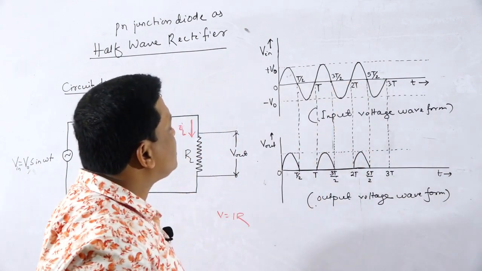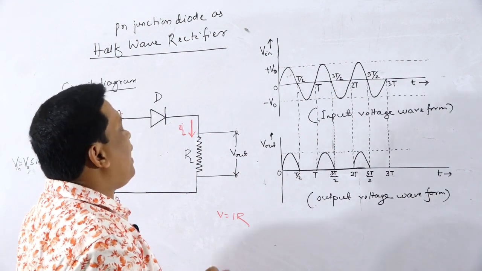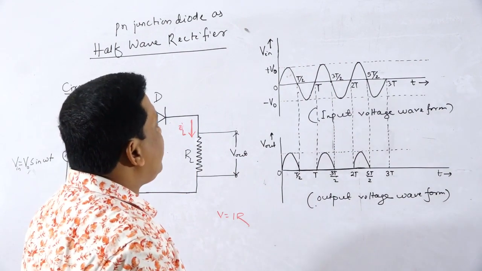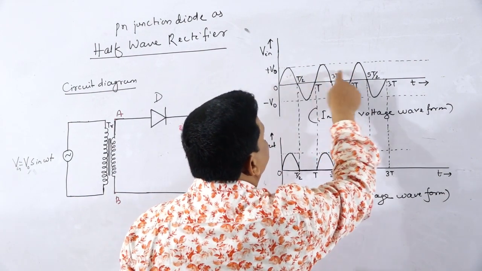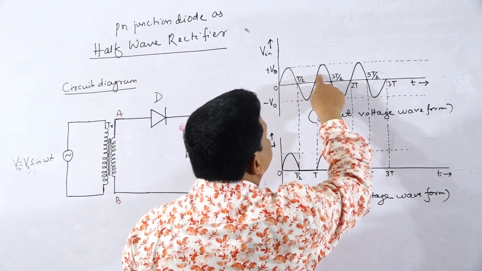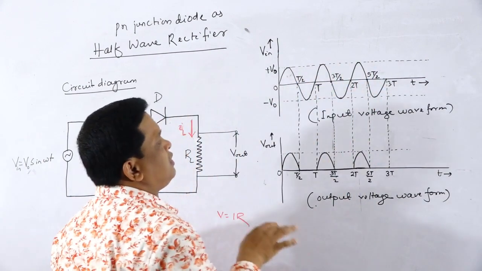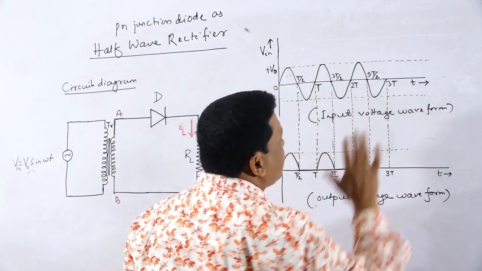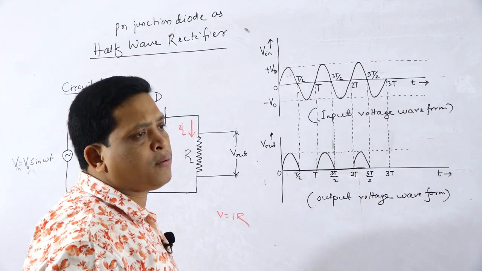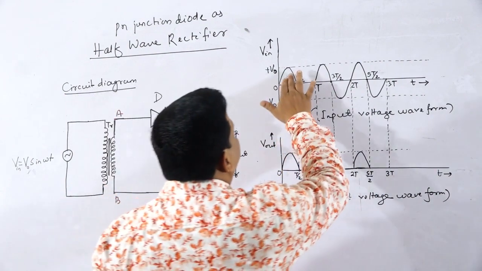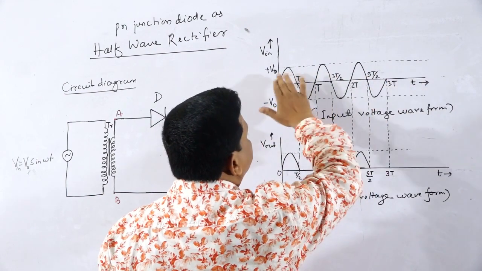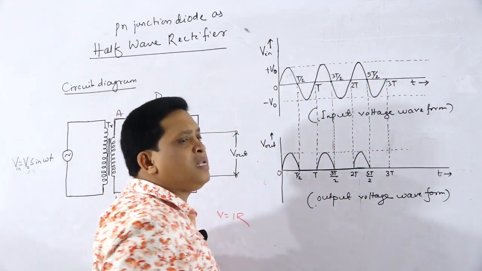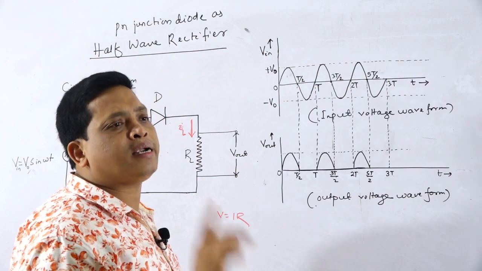So this shows that the half wave rectifier is rectifying only the positive half cycles of the input AC. It is not rectifying the negative half cycles. As it is rectifying only half of the input voltage, half cycle is rectified, therefore its name is the half wave rectifier.